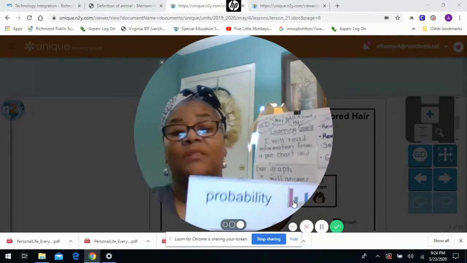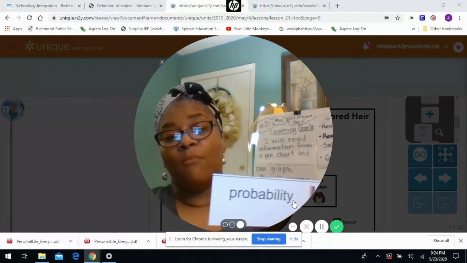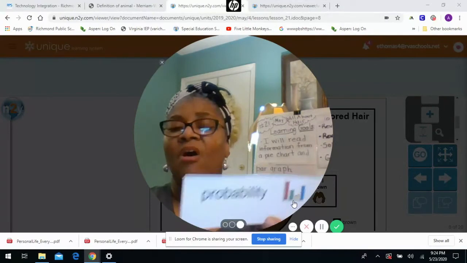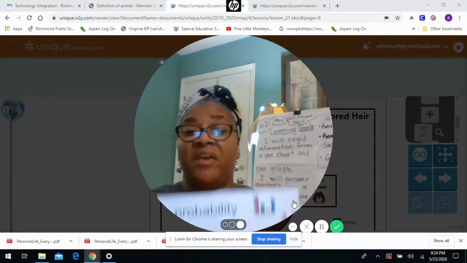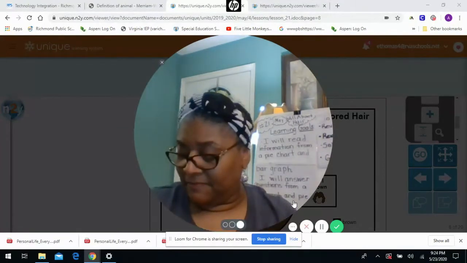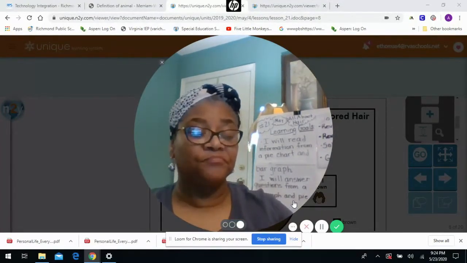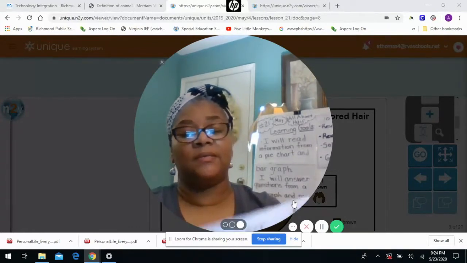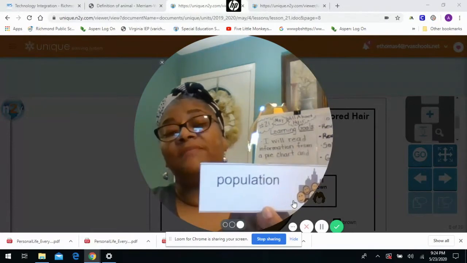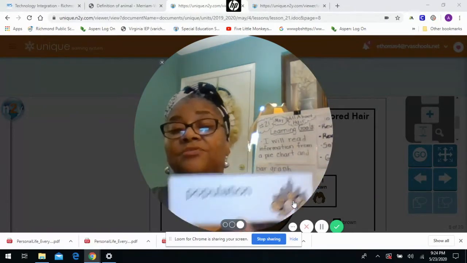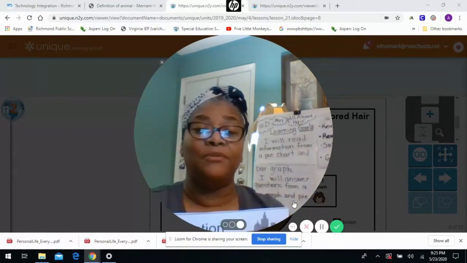The probability is a measure of how often an event will happen. How often will it happen? How often will the sun come up? Every day. Yes. The next one is population, a number of people living in an area. Country, population. What city? Population.